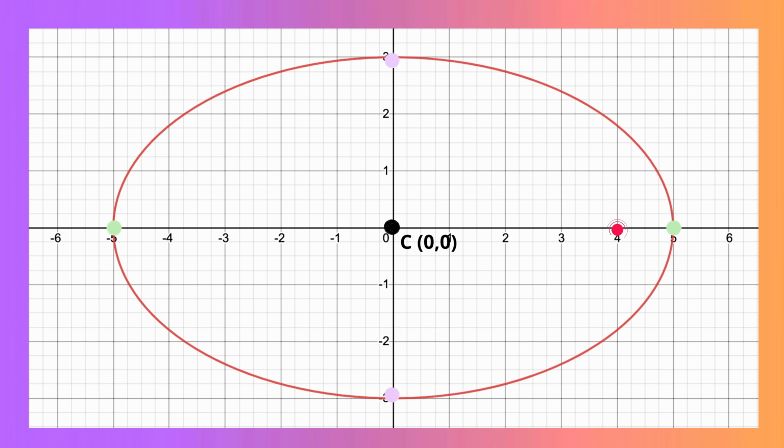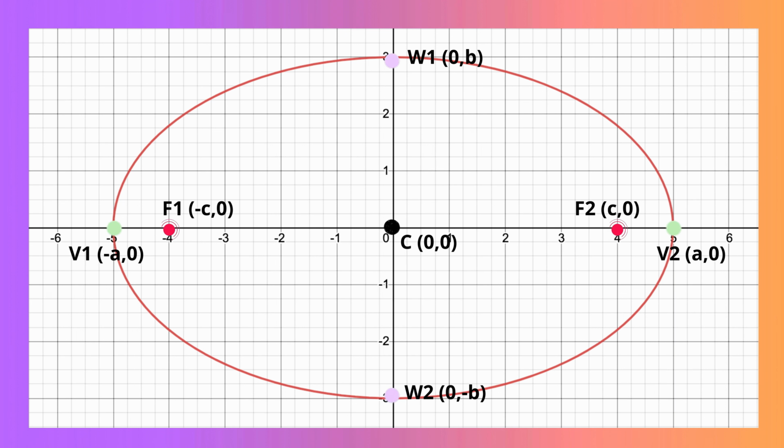And the co-vertices, that lie on the minor axis, whose distances from the center is denoted by b units, have coordinates (0, b) and (0, negative b). Therefore, if we want to determine the coordinates of the points on the horizontal ellipse, we can just add and subtract to the x-coordinate of the center, by a units for vertices and c units for foci.